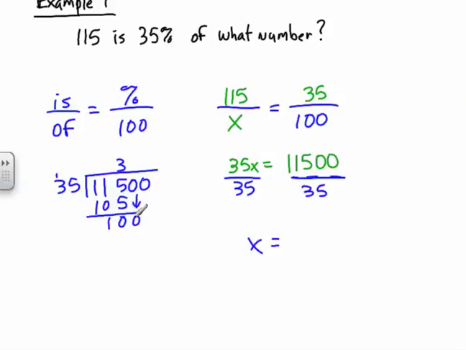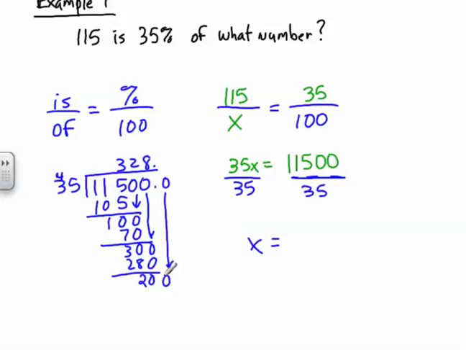Now 35 goes into 100 2 times. 2 times 35 is 70. Subtract. I'm going to get 30. Bring down my 0. And 35 goes into 300 8 times, I think. Good. Thank you, Alexander. 8 times 35. 8 times 5 is 40. Put my 4 up here. 8 times 3 is 24, and 4 is 28. And I've got 20 left over. You know what? I'm going to go ahead and do decimals on this one.